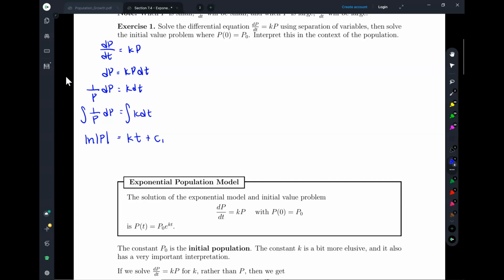So we'd like to solve this for P. To do so, we'll think about raising e to both sides, essentially. So we get P on the left side, and e to the kt plus some arbitrary constant.